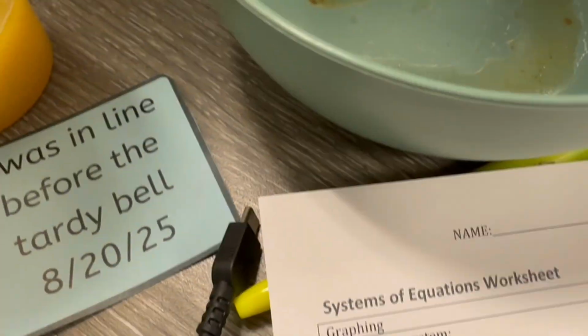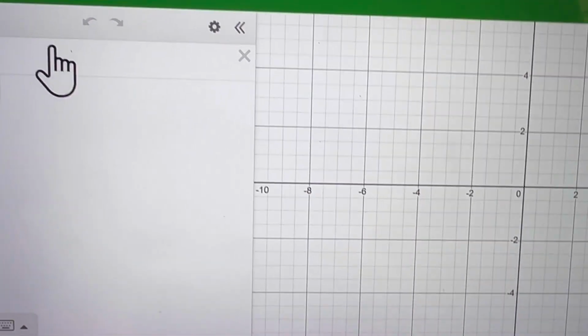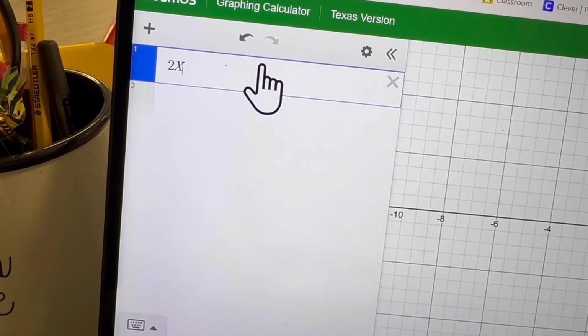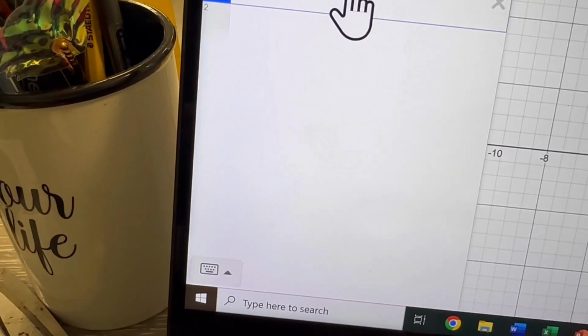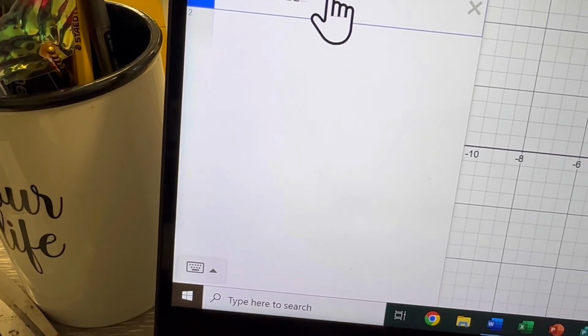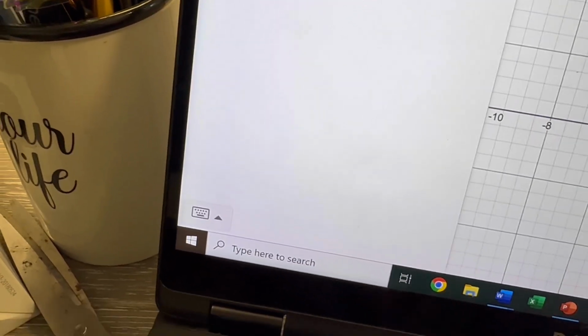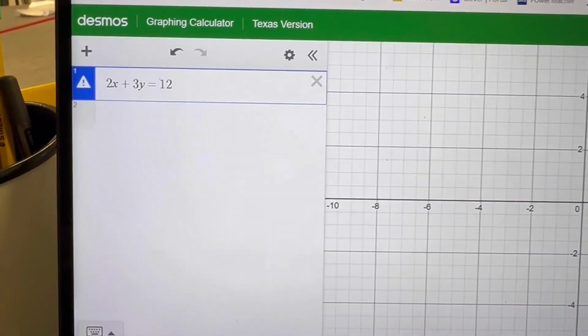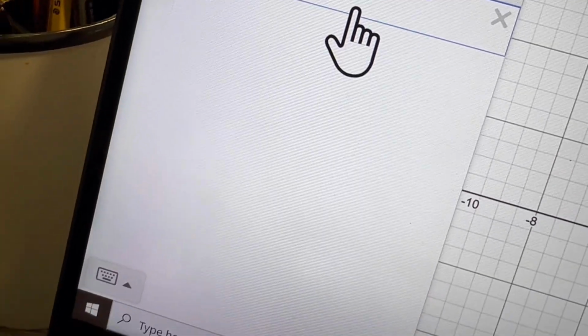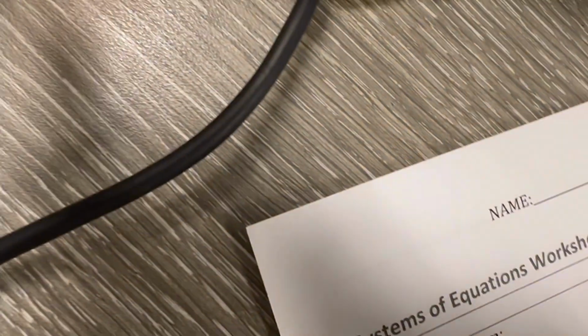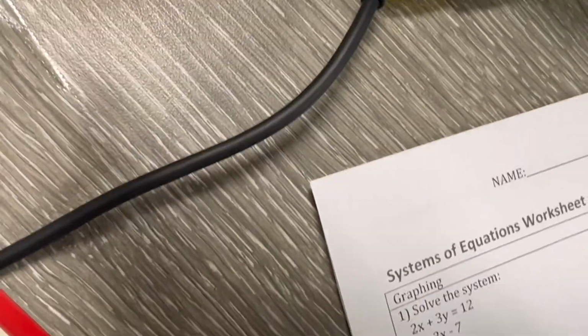Go ahead and put in 2x plus 3y equals 12. Make sure you're not using capitals and that they're lowercase. 2x plus 3y equals 12 does not graph, not in the Texas version. So we're going to have to change the standard form to slope-intercept form. Just rewrite it here so you can show your work.